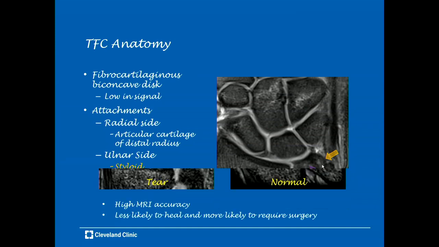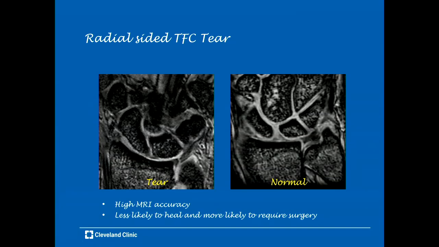Here's a case of a radial-sided tear of the triangular fibrocartilage. The image on the left shows the tear, where there's high signal separating the normal low signal fibers of the TFC. This should be different from the normal, where you see the high signal at the radial attachment, which is not a tear.